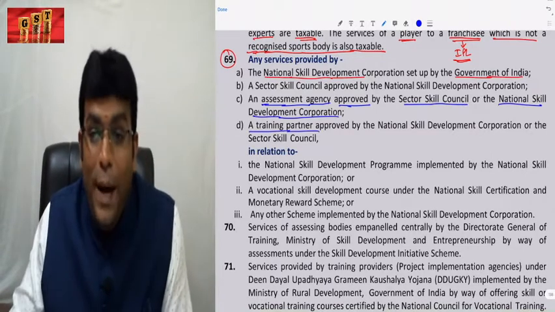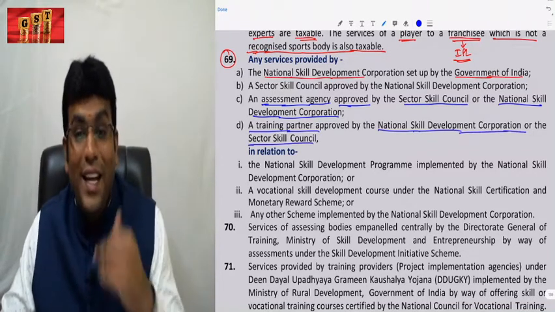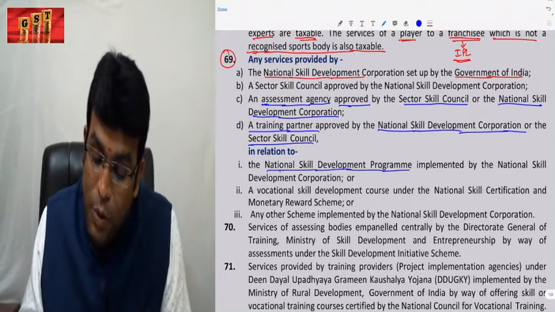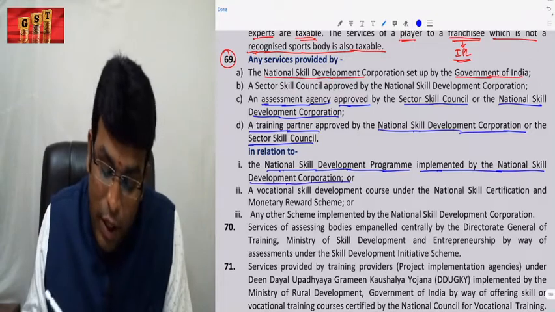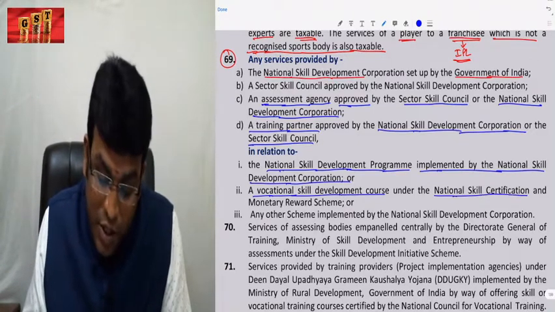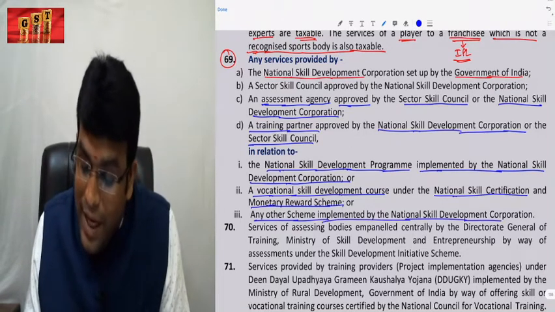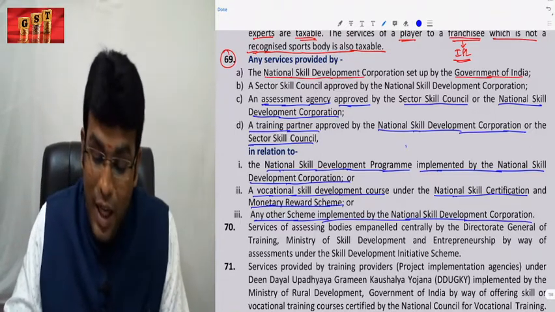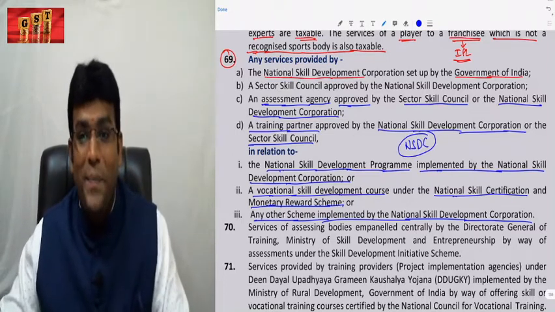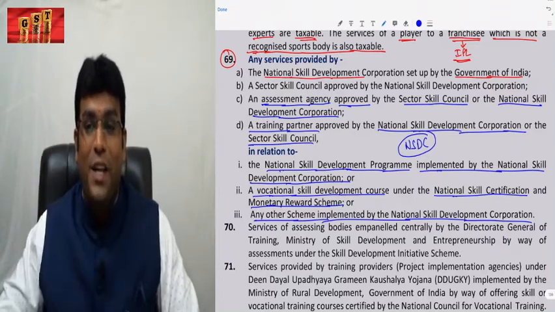Then, a training partner approved by National Skill Development Corporation or Sector Skill Council in relation to what purpose? That is important. In relation to National Skill Development Program implemented by National Skill Development Corporation, or a vocational skill development course under National Skill Certification and Monetary Reward Scheme, or any other scheme implemented by National Skill Development Corporation. Ultimately, NSDC is working towards ensuring that unemployed youth gets employed. So service given by National Skill Development Corporation is straight away exempt, my dear friends.